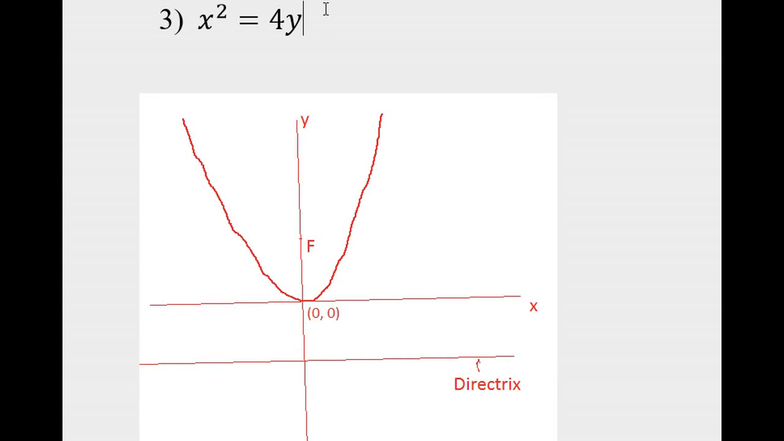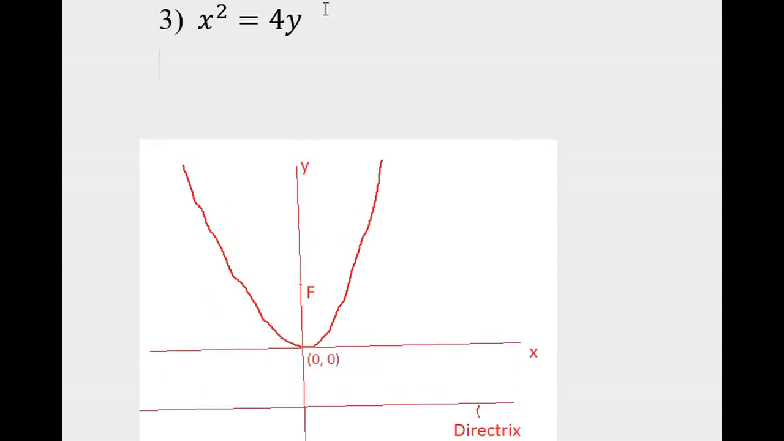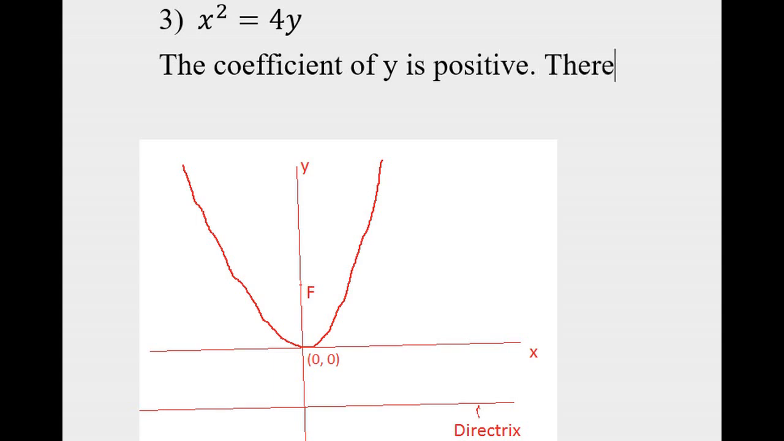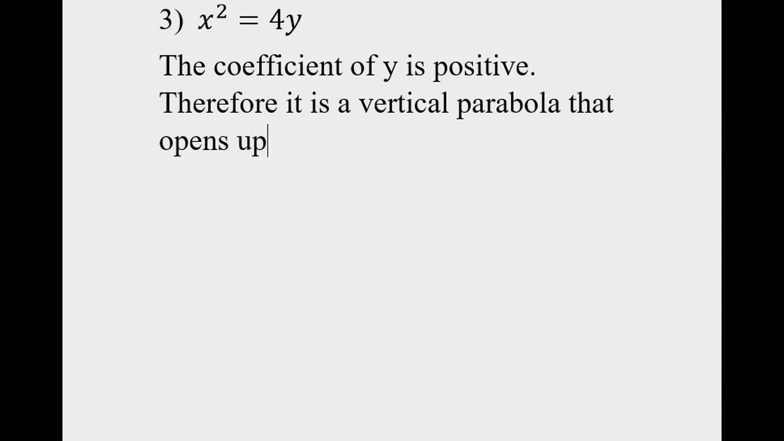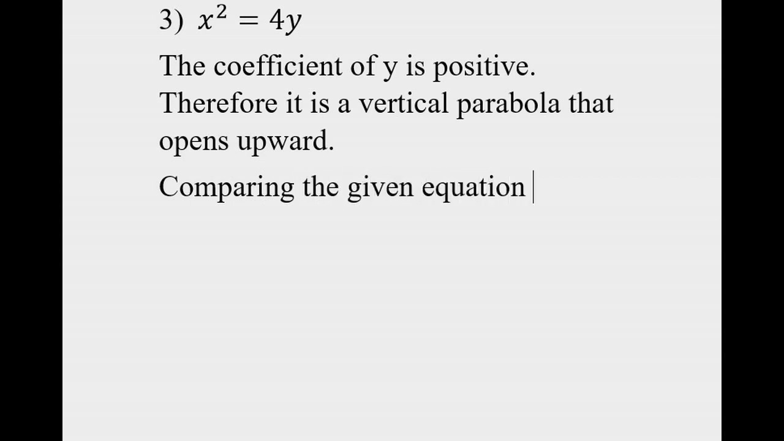Let's take another example. This time we will take the example of a vertical parabola. We took two examples for horizontal parabola. This is the example of a vertical parabola that opens upward. As you can see here, the coefficient of y this time is positive. Therefore, it is a vertical parabola that opens upward.